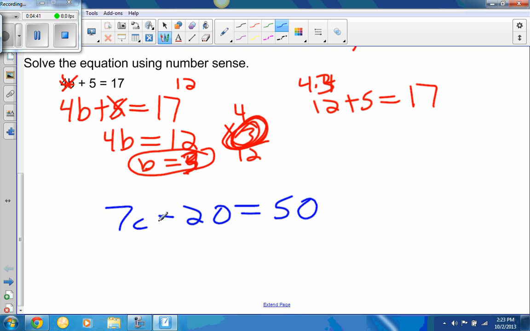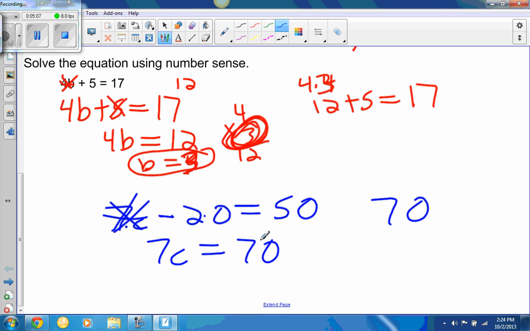So 7c minus 20 equals 50. Okay, so again, first thing I'm going to do is just forget about this for right now. What number minus 20 is going to give you 50? Well, 50, and if you added 20 more, it would give you 70, right? So this 7c has to equal 70, right? So 7c is going to equal 70.